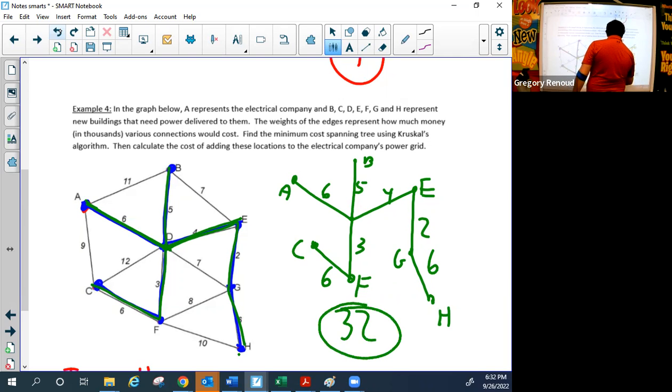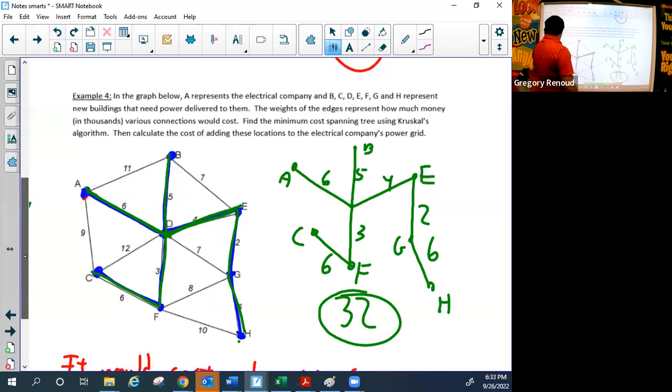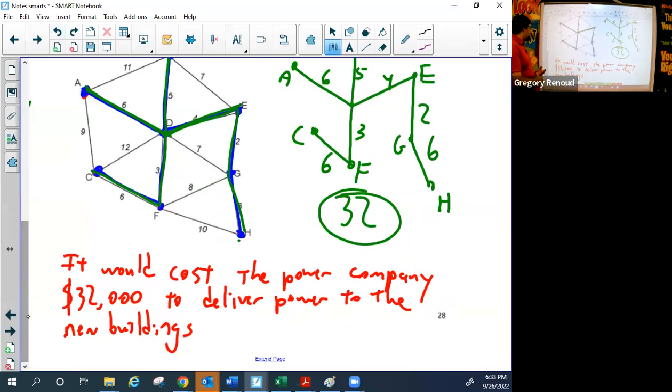So what does this mean in the real world context of the problem? It says it would cost the power company $32,000 to deliver power to these new buildings, because it says this wire is in thousands of dollars. So that is how we use minimum cost spanning trees.